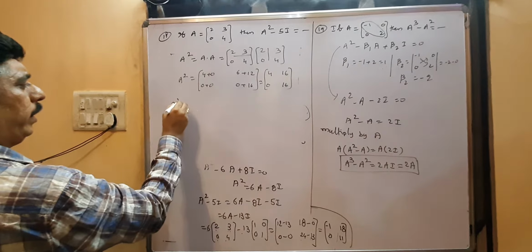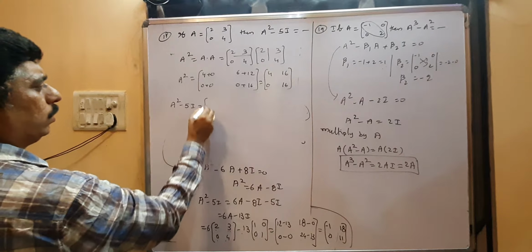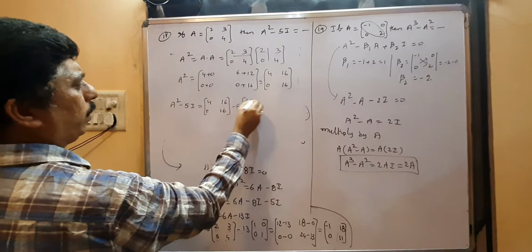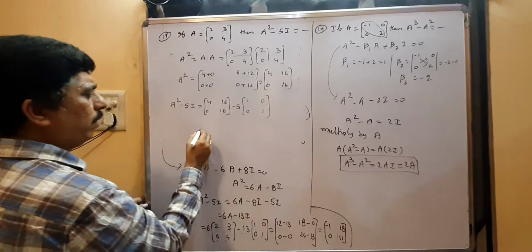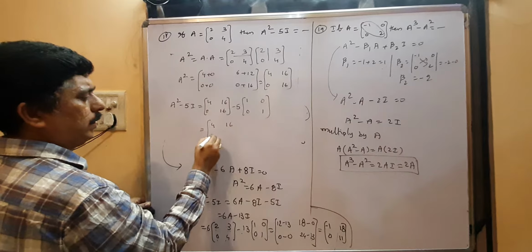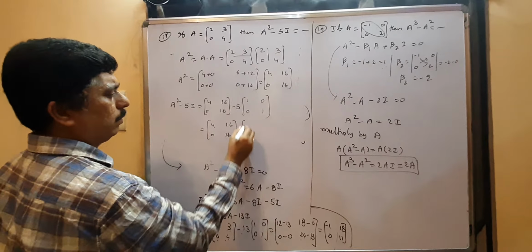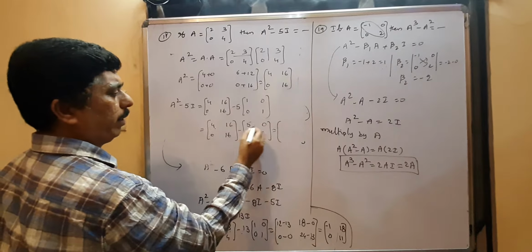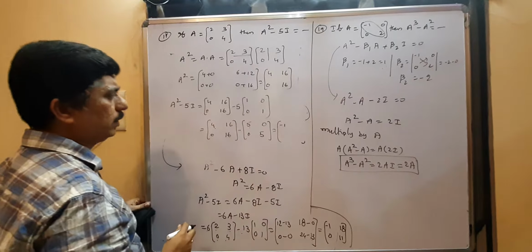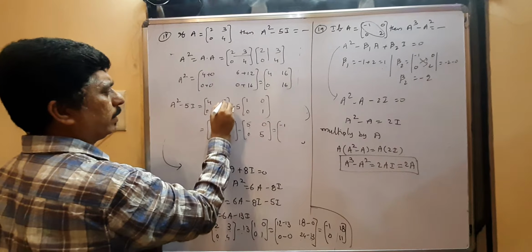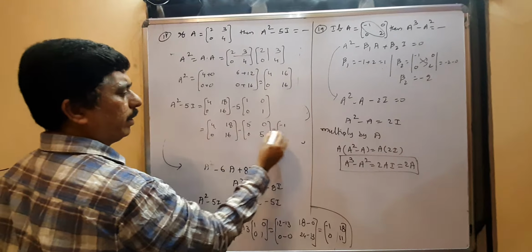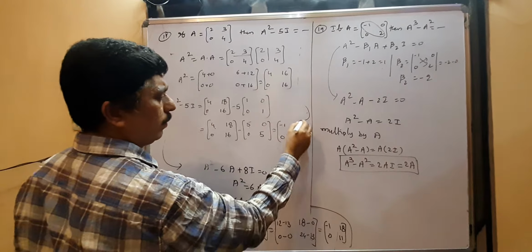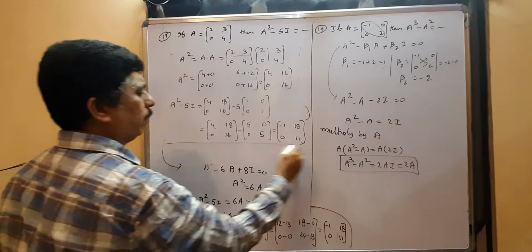They are asking to find A square minus 5I. A square is 4, 18, 0, 16, minus 5 into I, which is 1, 0, 0, 1. So finally we get 4, 18, 0, 16 minus 5, 0, 0, 5. So 4 minus 5 is minus 1, 18 minus 0 is 18, 0 minus 0 is 0, 16 minus 5 is 11. This is the alternate method for the problem.